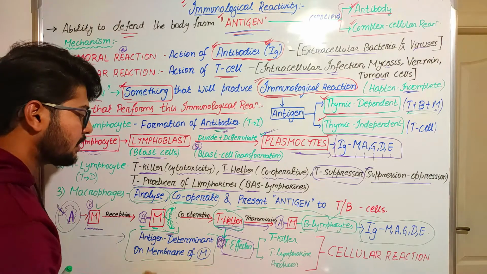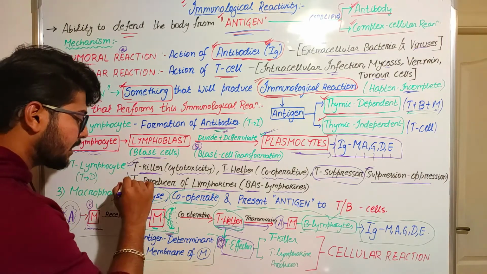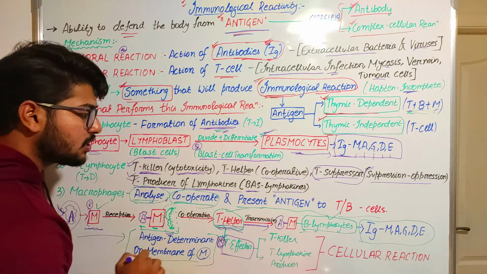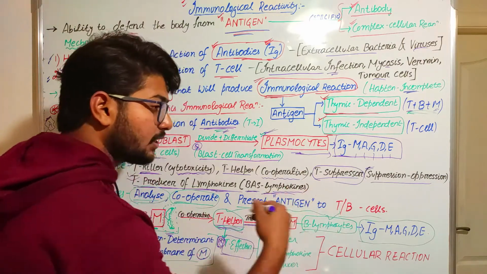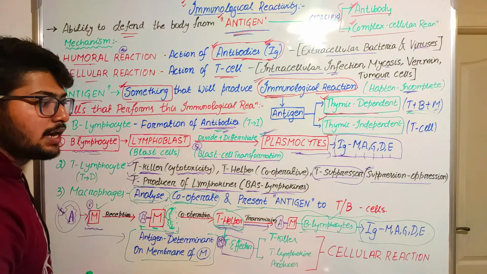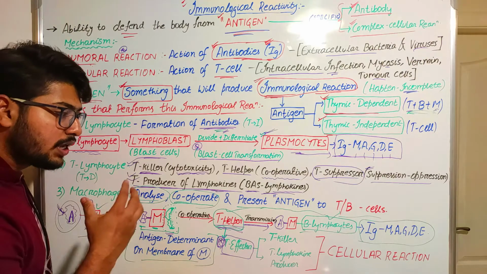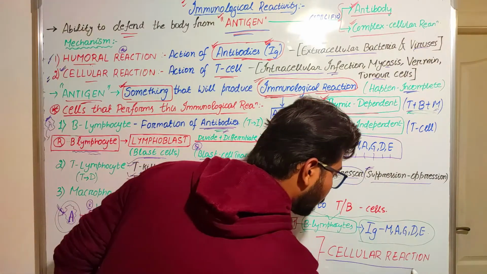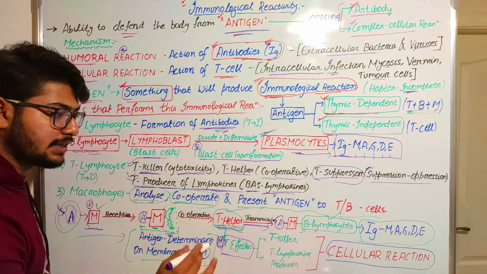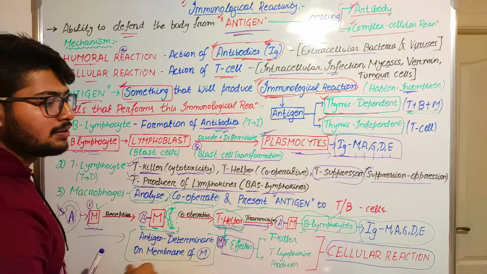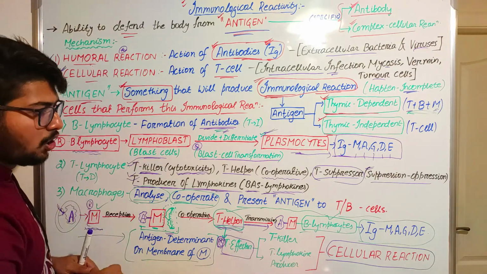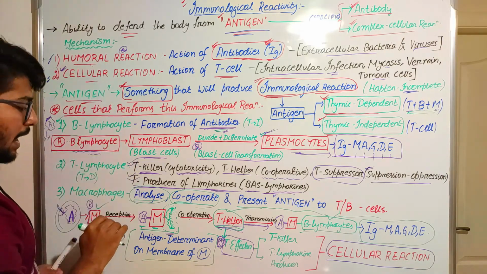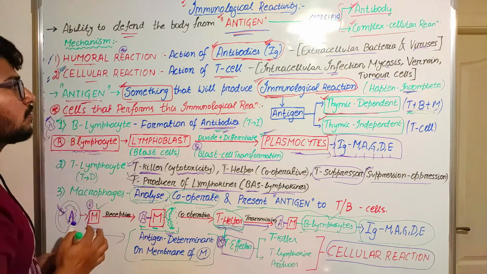What are these T effector cells? They are nothing but the T killer cells and T producer cells. T killer cells will produce their cytotoxic activity and T producer cells will produce the lymphokines. They are nothing but biologically active substances, and both of them will produce their separate actions on the antigen, and that will help us produce the cellular reaction. So this is the way the cellular reaction is formed, with the B cell responsible for the humoral reaction and the T cell responsible for the cellular reaction.